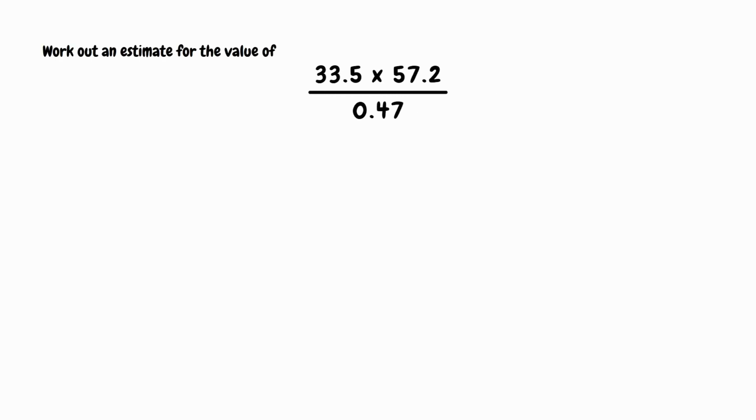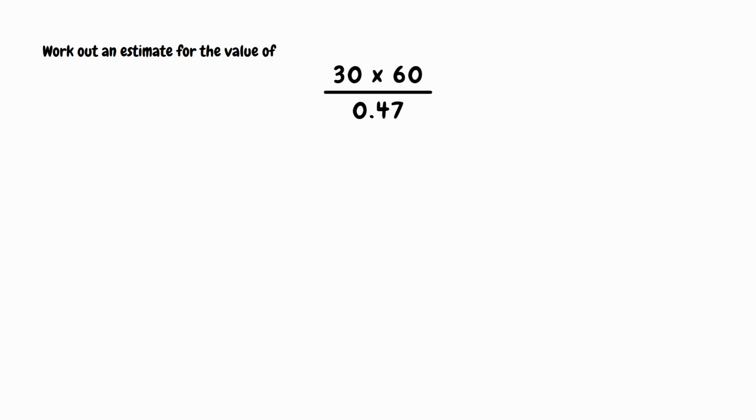So again, we've got to figure out an estimate, but this time we've got 33.5 multiplied by 57.2, which we then need to divide by 0.47. Starting with the first number of 33.5, rounding that to one significant figure, this number would actually round down to 30. Looking to the number to the right, we have 57.2. So again, rounding this to one significant figure, this number would actually round up to 60.